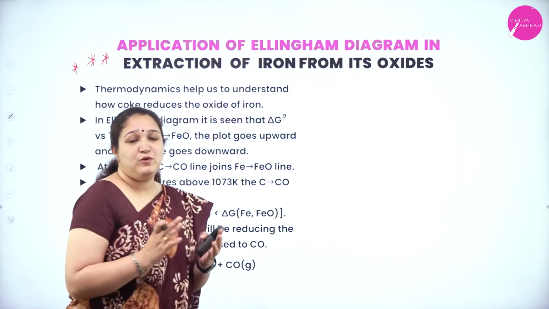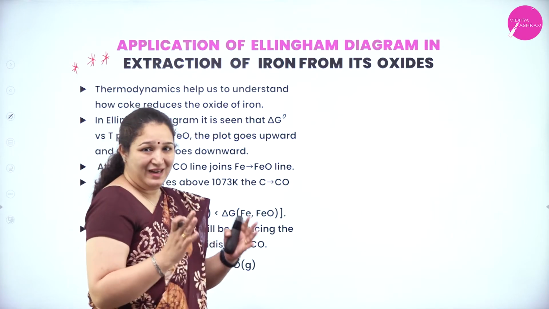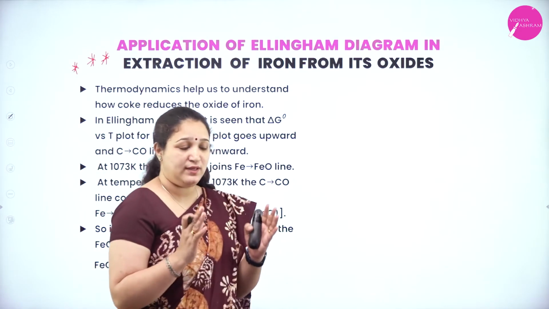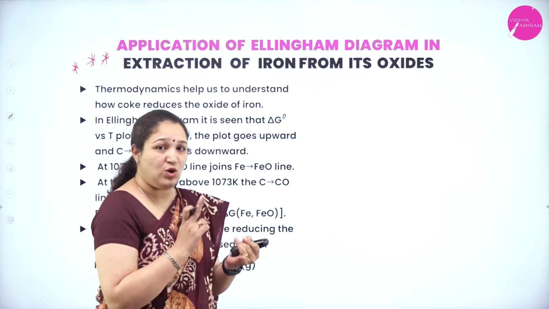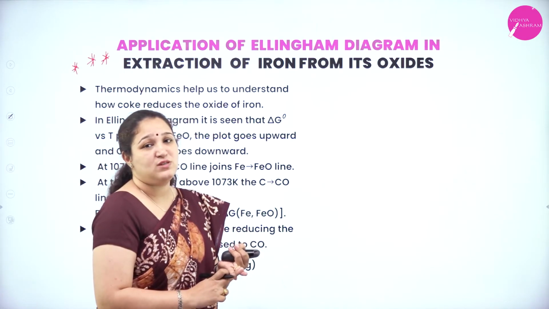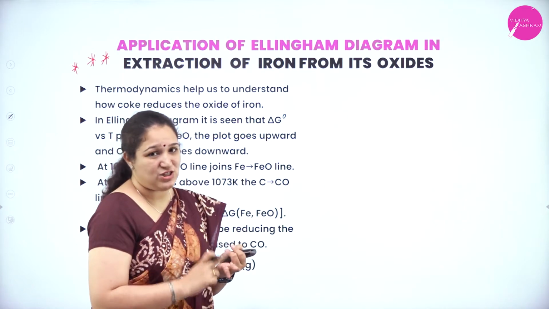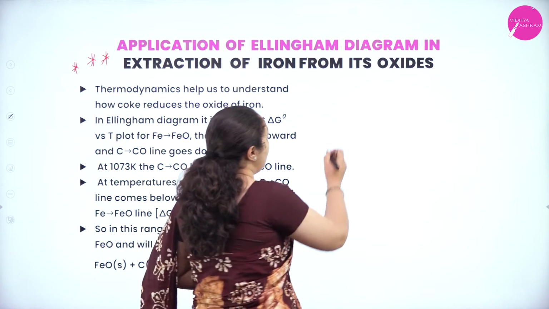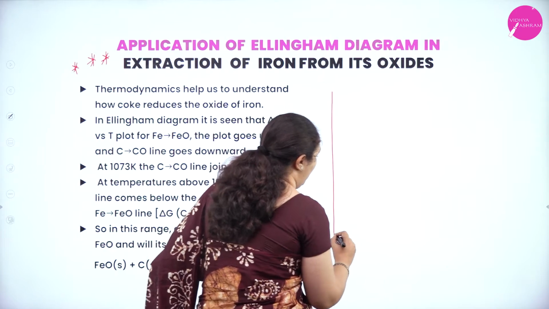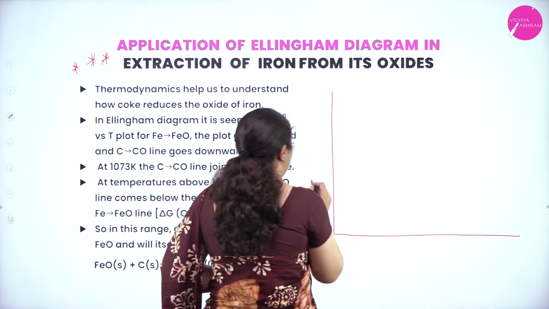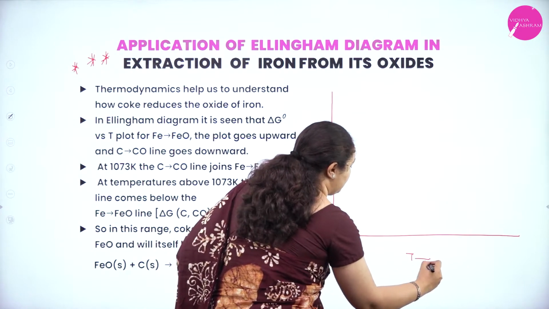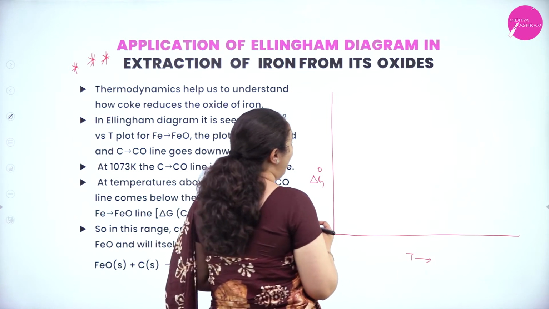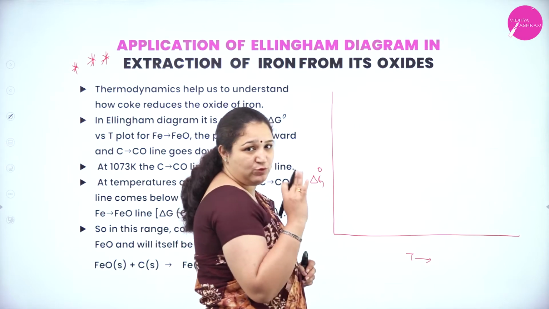Okay. Now if you observe the Ellingham diagram, it looks like this. I am just taking only iron, extraction of iron, and I shall explain why we are using coke and carbon monoxide as the reducing agent. Okay, so here you can see the plot looks like this. This is the delta G naught values and this is the temperature. So you have three lines which you have to observe.